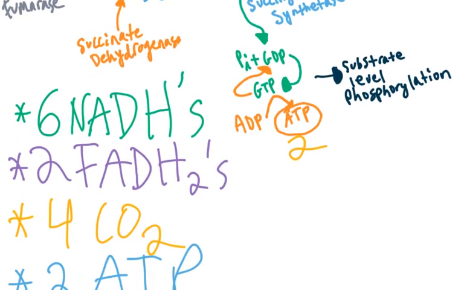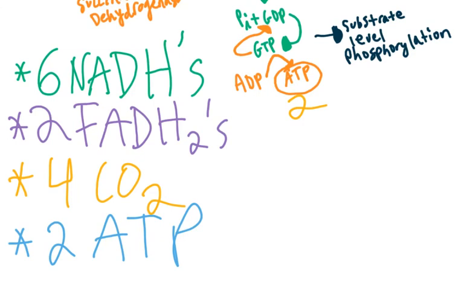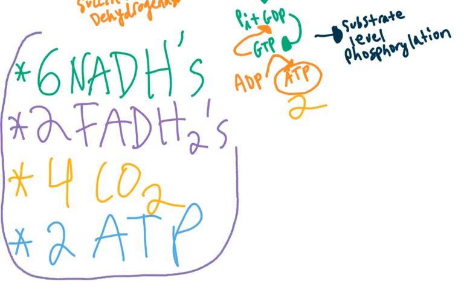These are the main byproducts you can say that are produced right here, all right? And these are really important to know, especially these electron carriers that we're going to see play a huge role in the electron transport chain.